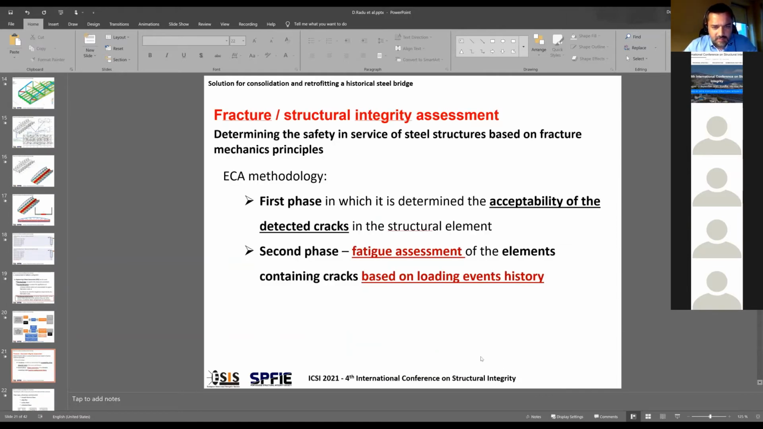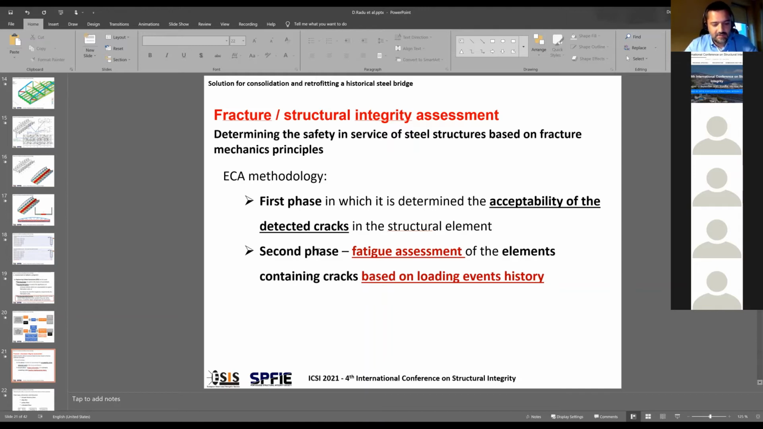So the research is proposing to know the implication of the possible discovered flaws, and to know if these flaws, considering the new retrofitted structure for this retrofitted bridge, will have big implications, considering that it will be needed to consolidate or not. So the engineering critical assessment methodology was used, which is proposing two phases.